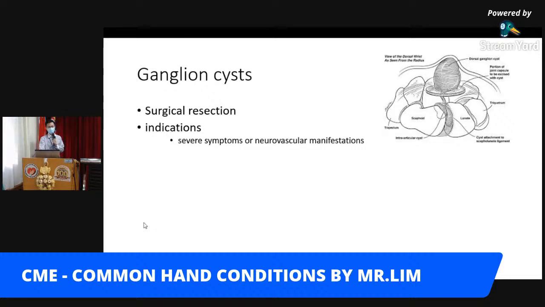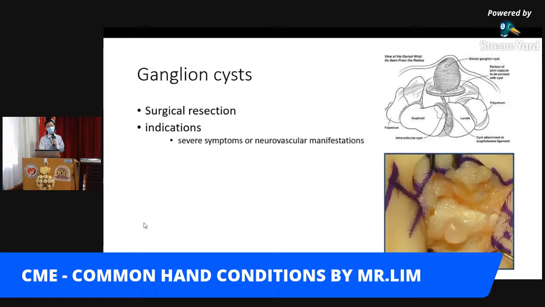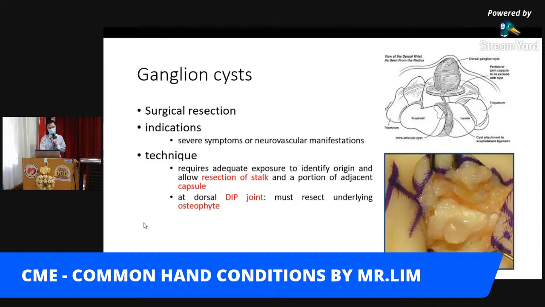So this is one of the indications for surgery. This is how it looks intraoperatively. Very clear, like a pearl, clear fluid. We have to go very carefully until the stalk or the akar, like you see. And sometimes we have to take out a portion of the capsule to prevent recurrence.